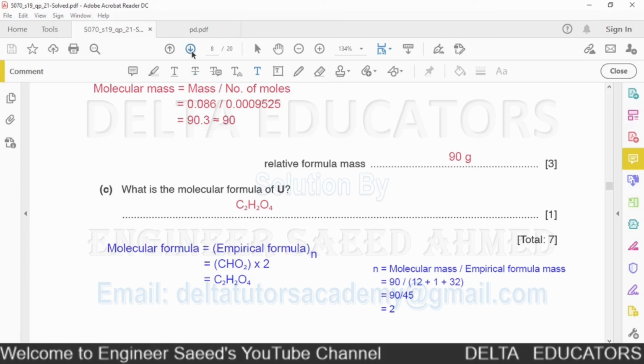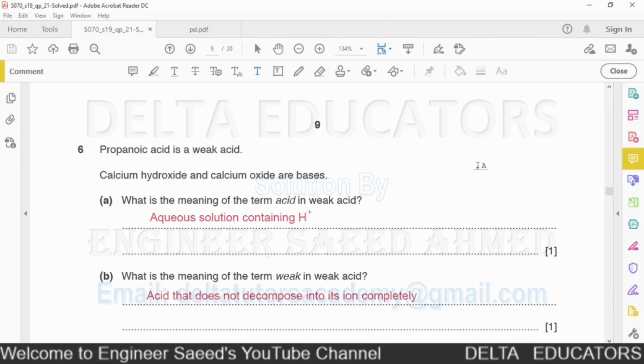Now next question. Question number 6. Propanoic acid is a weak acid. Calcium hydroxide and calcium oxide are bases. What is the meaning of term acid in weak acid? Acids are defined as those substances in aqueous state produce hydrogen ion. So here simply we can say acid means aqueous solution containing hydrogen ion.